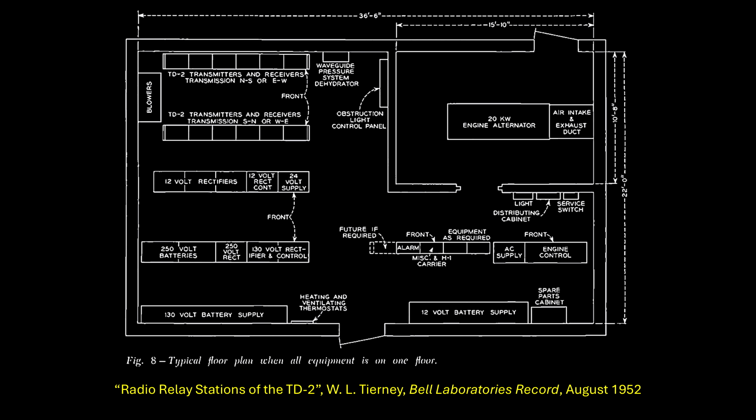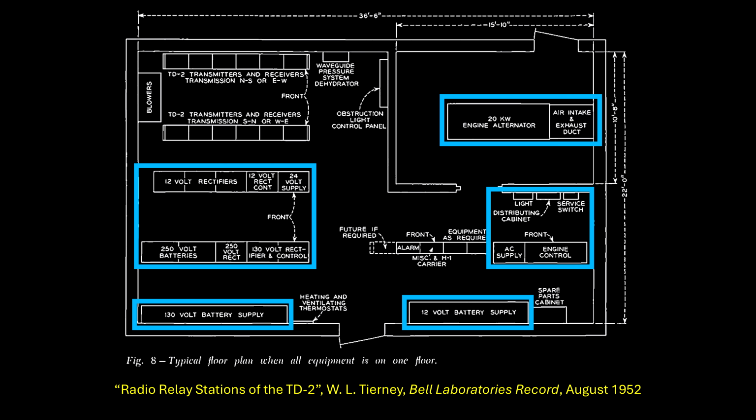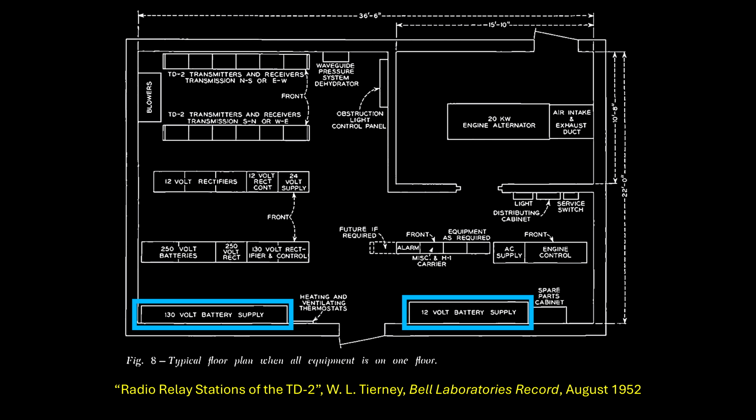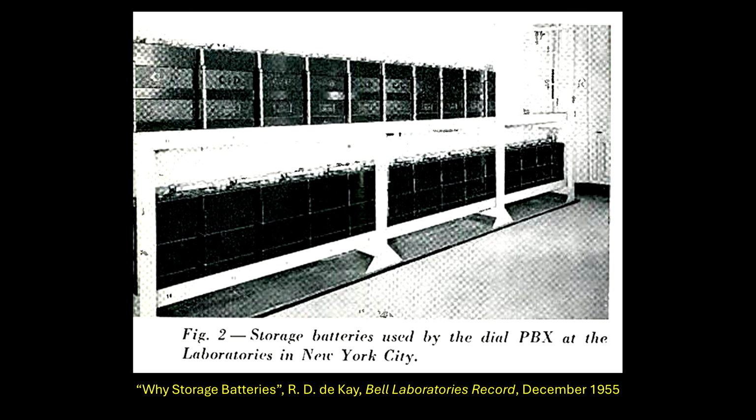On this typical floor plan for a TD2 relay site, you can see where all the power plant equipment resided. Note that these battery banks took up considerable floor space. This picture is not from a TD2 site, but gives you an idea of the sheer scale of the battery banks.